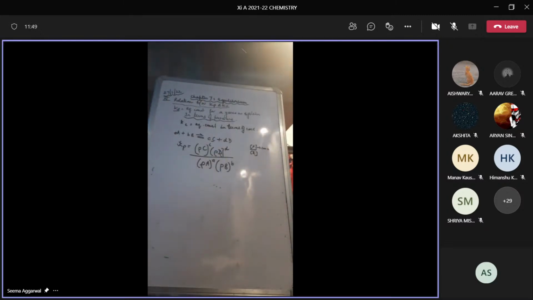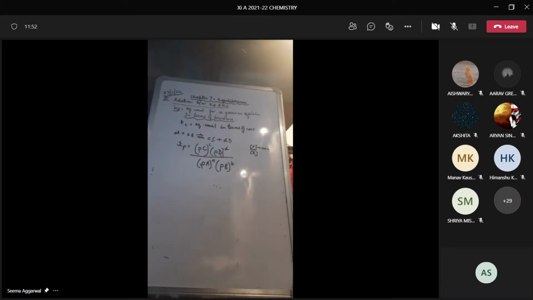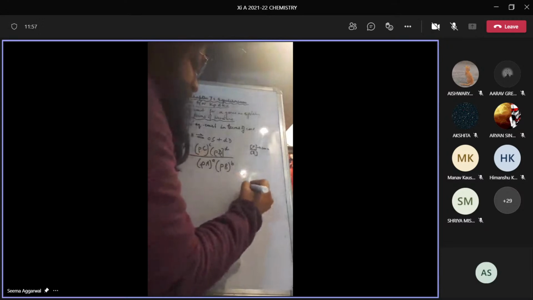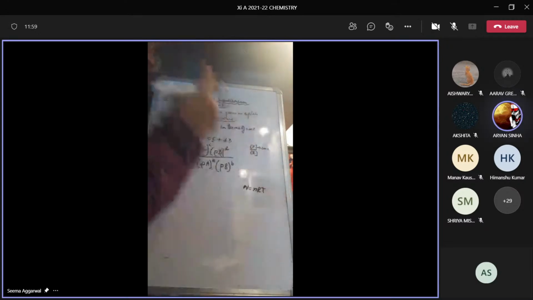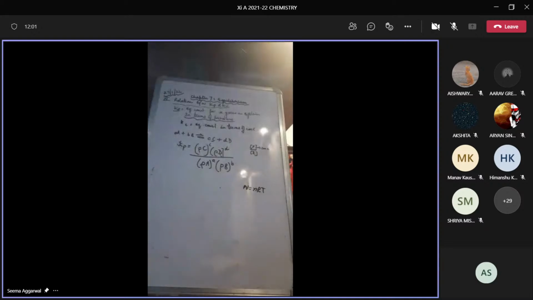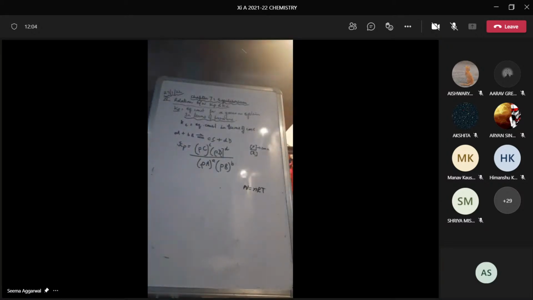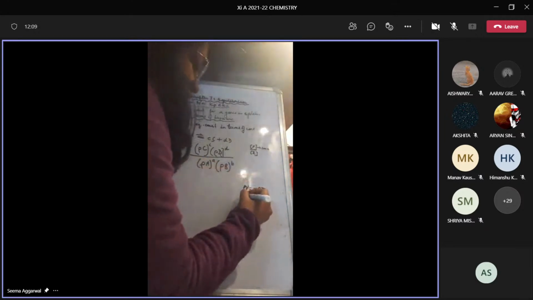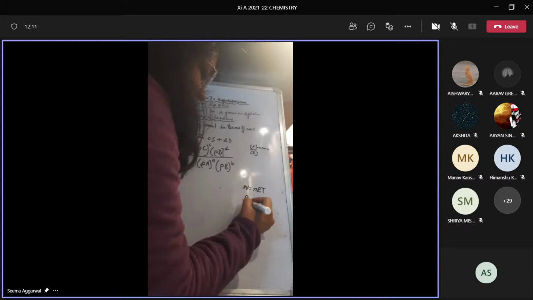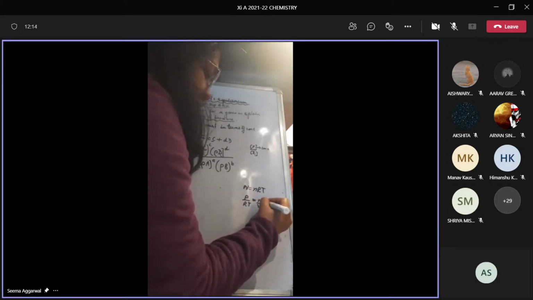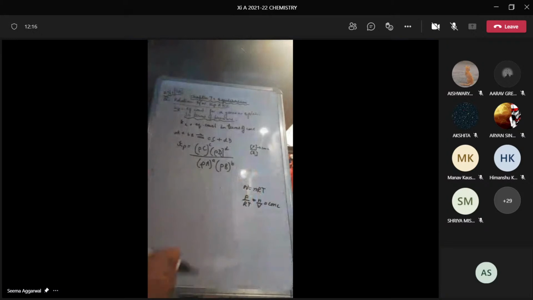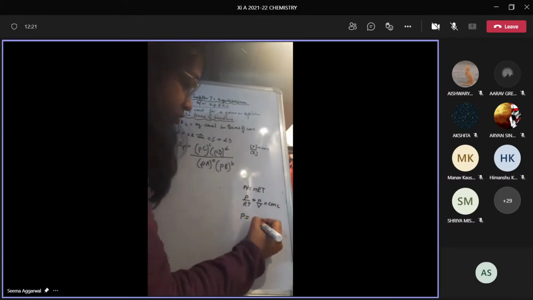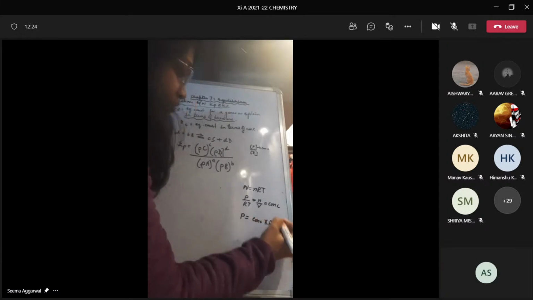Now what we all know is the ideal gas equation: PV is equal to nRT. What is the meaning of concentration? n upon V. So we can write P upon RT is equal to n upon V. What is n upon V? Concentration. So we can write pressure is equal to concentration into RT. Can we write like this?